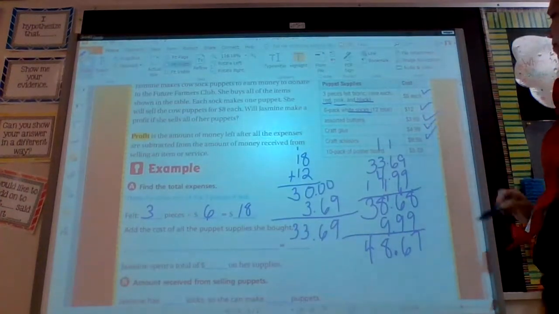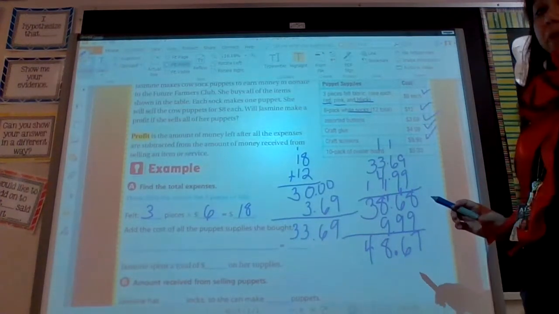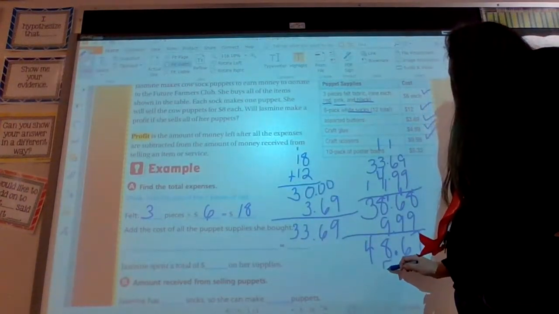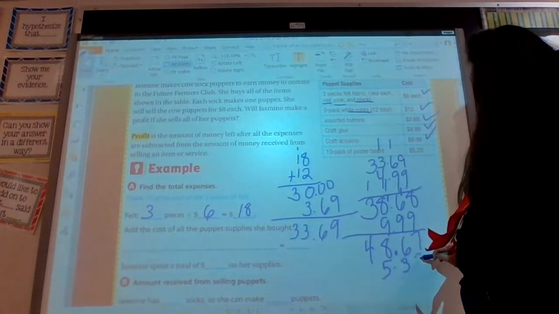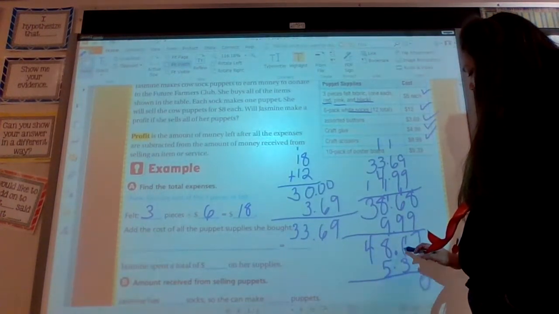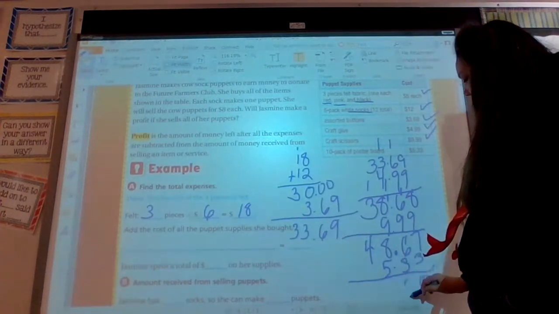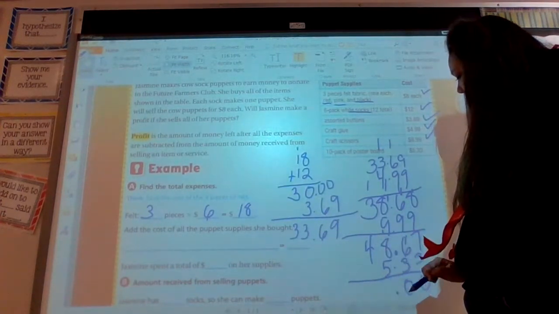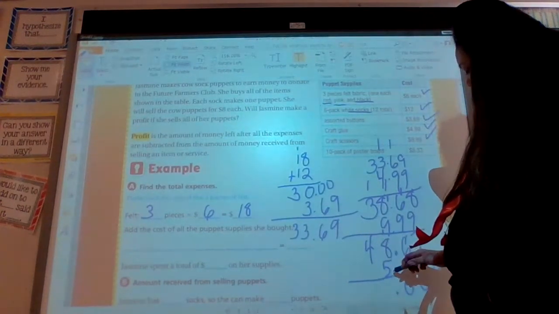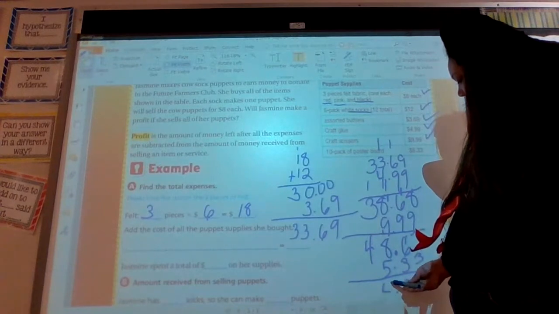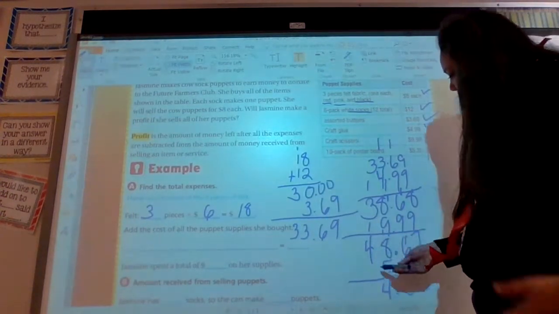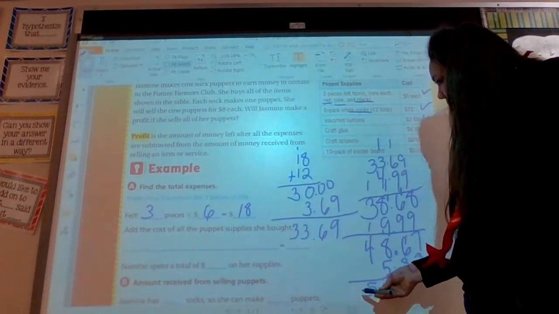Now, we're not finished yet because we still need to add a 10-pack of poster boards. So then to this, we're going to add $5.33. 7 plus 3 is 10. 6 plus 3 plus 1 is 10. Wow, this is going to come out kind of nice. 8 plus 1 is 9. 9 plus 5 is 14. And 1 plus 5 is 5.